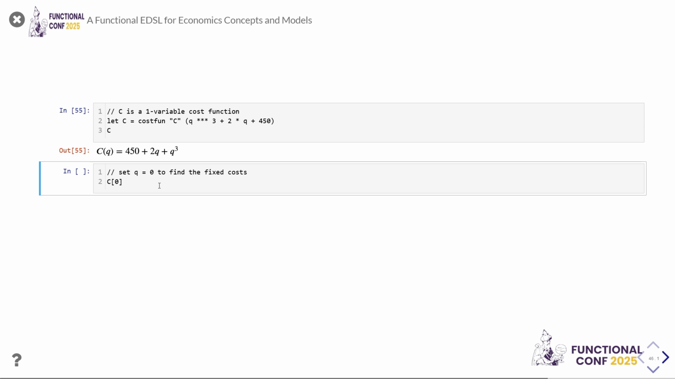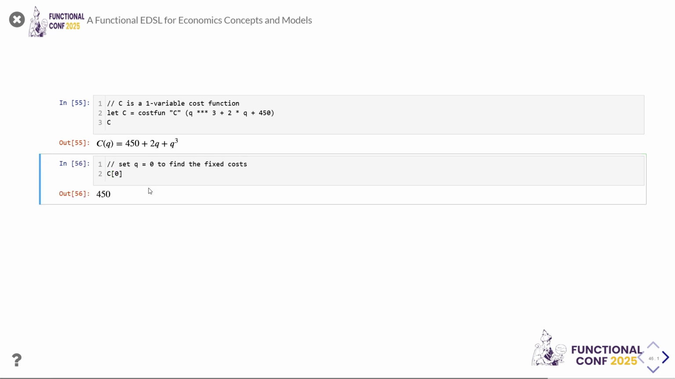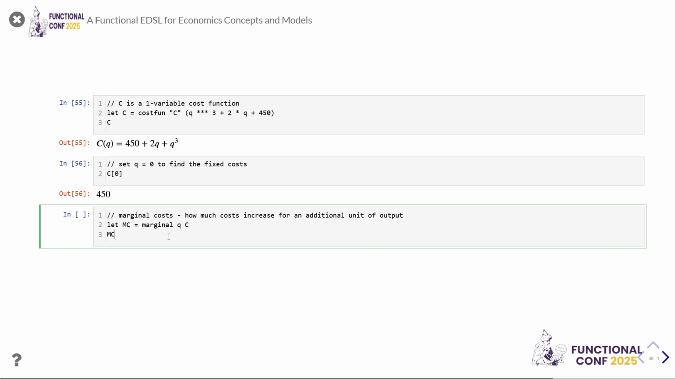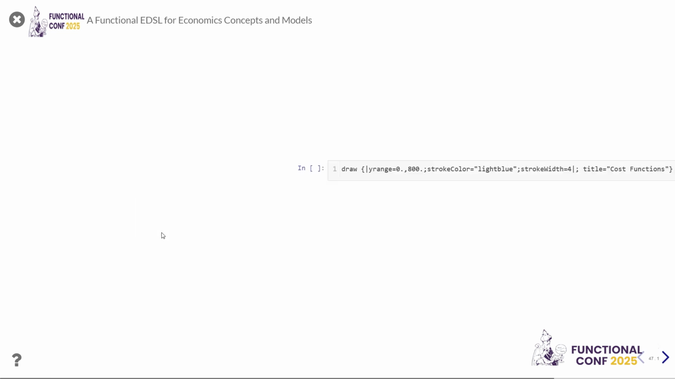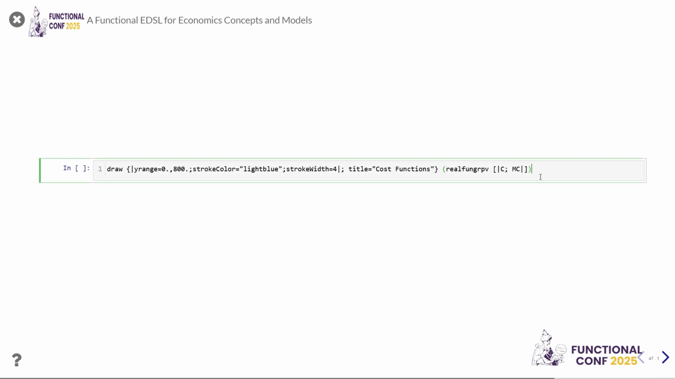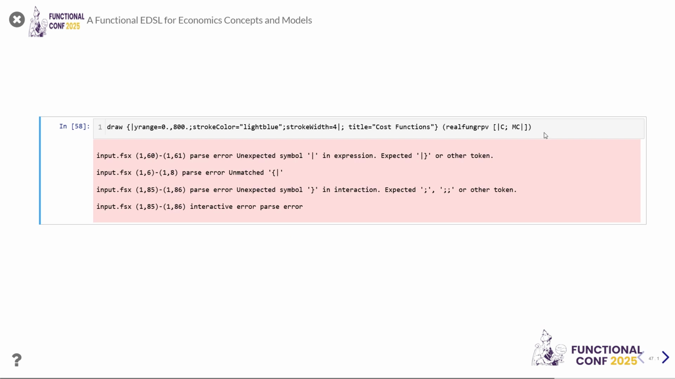So what we can do is evaluate the function at 0, and we can find the fixed cost. It's just what it would cost the firm even though we're not making any goods. It's just the fixed cost of whatever it is that we're producing. Okay, and we can calculate stuff like the marginal cost. And again, we're going to use a high-level API here.